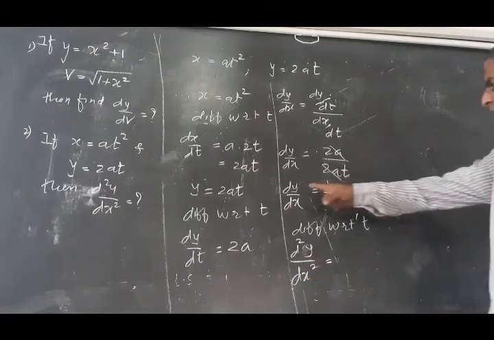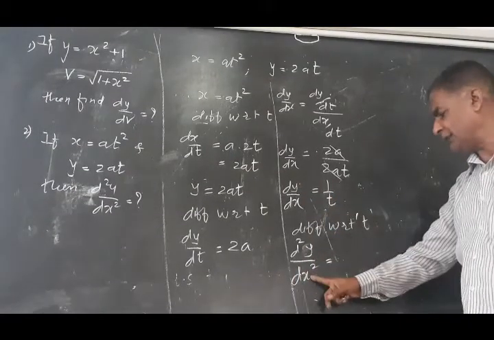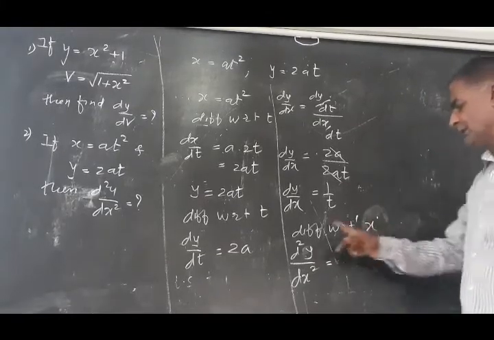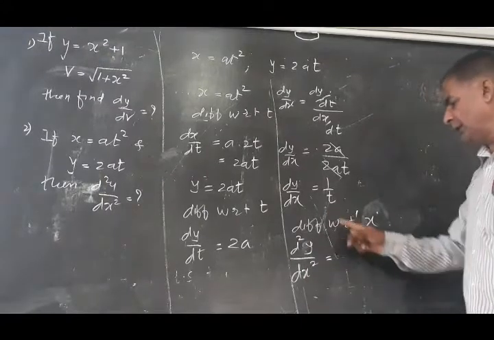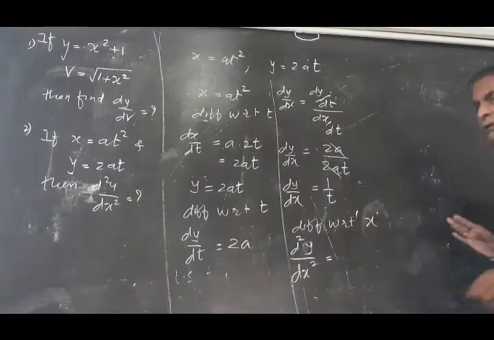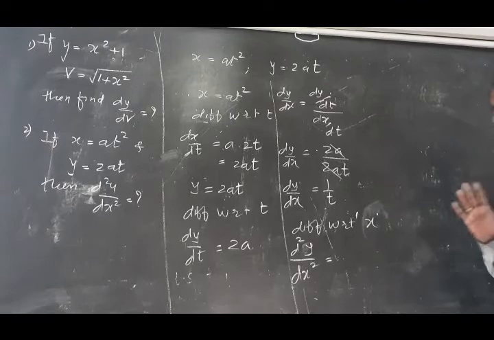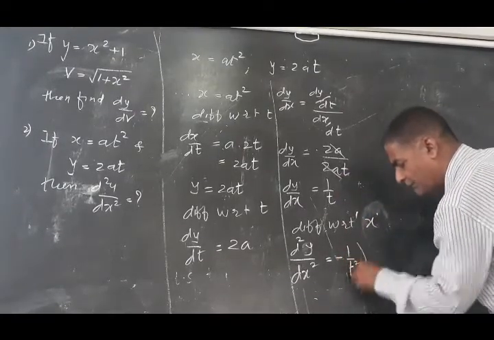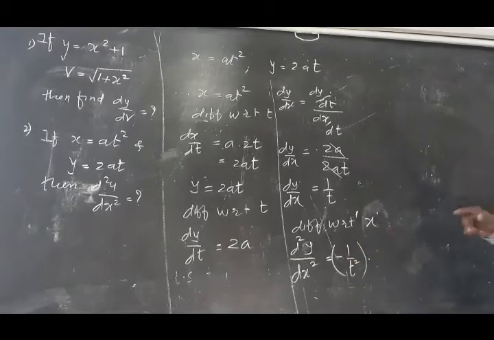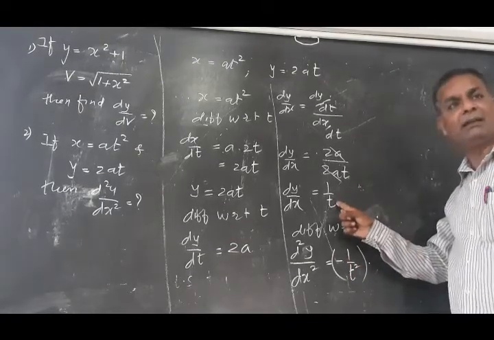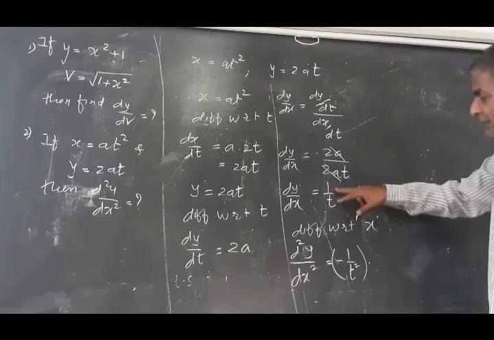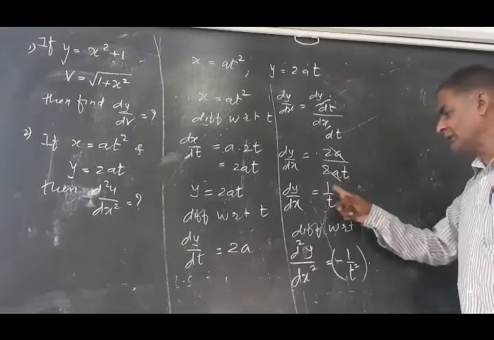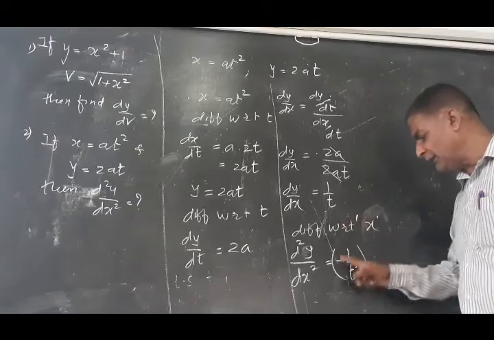Now we have got the derivative of dy upon dx with respect to x, because otherwise you cannot exist this derivative. Now 1 upon t, according to the standard derivatives, the derivative of 1 upon t is equal to minus 1 upon t square. But t is a parameter and we are differentiating this function of t with respect to x. So we have to differentiate 1 upon t, the derivative is minus 1 upon t square.